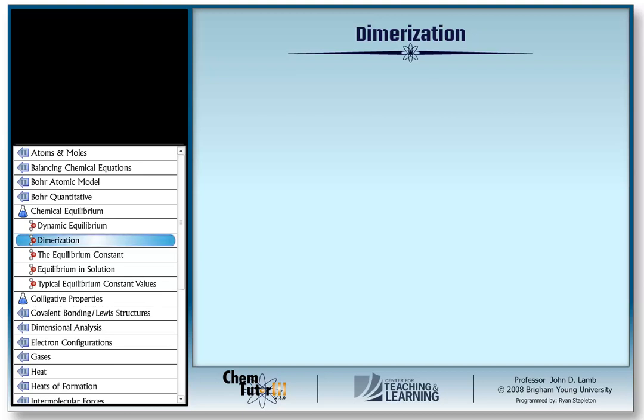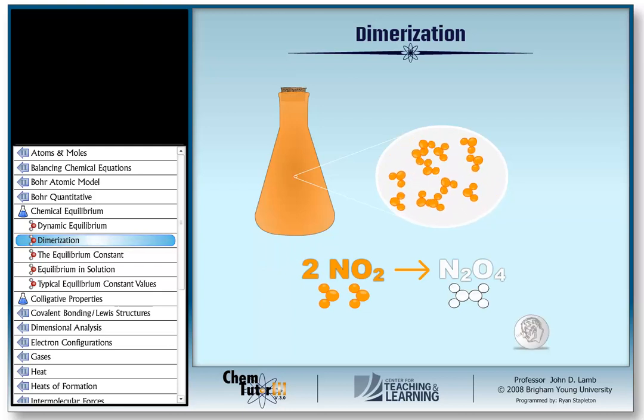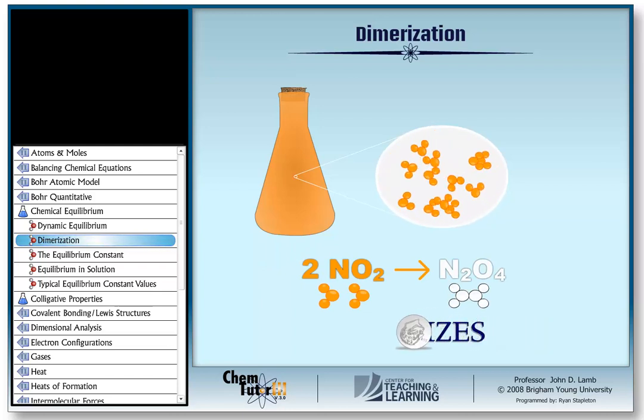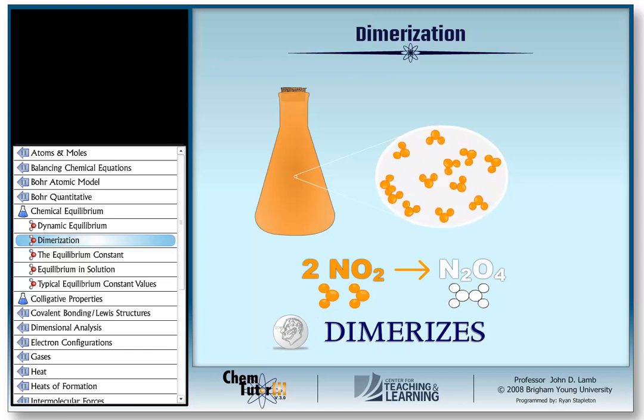Consider a closed bottle containing the gas NO2, which it turns out is orange in color. We'll show you what the gas looks like in the first picture and the chemical composition in the other. Now NO2 undergoes the following reaction. We say it dimerizes to form the colorless gas N2O4. So let's start the reaction.